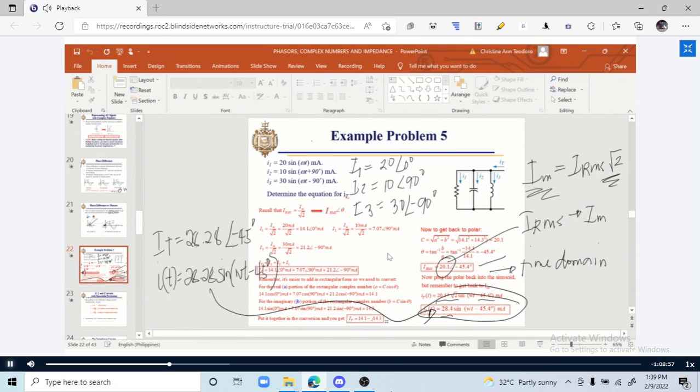And then we get 7.07 on the calculator. And then the angle, which is 90 degrees. Where did you get 90 degrees? From the given, ma'am, 10 sine plus 90 degrees. Okay, very good. So that is I2. Our I2 now is 7.07 angle 90 degrees. So that is the phasor or frequency equivalent of I2.